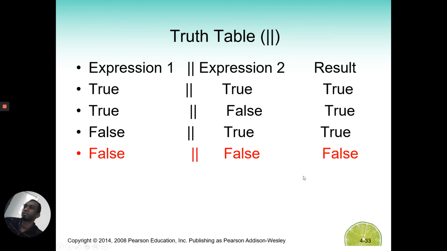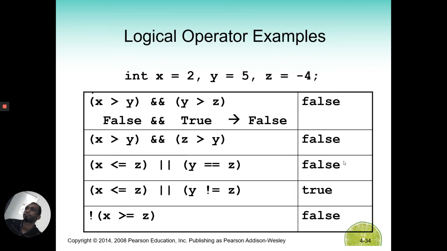So here you will see, we discussed the two expressions. This is with the or, okay? So true or true will be true. True or false will be true. You just need to get one of them right. So false or true will be true. And false or false will be false. It doesn't need both to be true, okay?